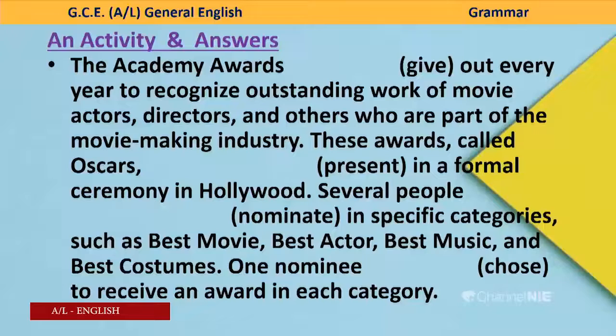Another activity for you. There are also some blanks. You have to fill in those blanks using the given verbs. The Academy Awards blank give out every year to recognize outstanding work of movie actors, directors and others who are part of the movie making industry. These awards, called Oscars blank, present in a formal ceremony in Hollywood. Several people blank nominate in specific categories such as Best Movie, Best Actor, Best Music and Best Costumes. One nominee blank chose to receive an award in each category.